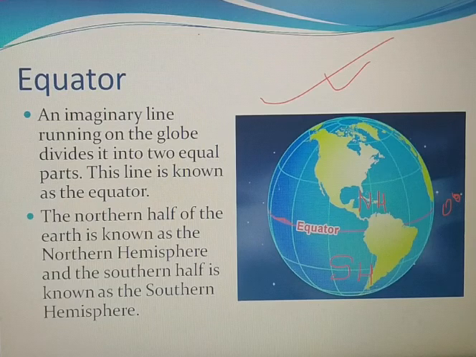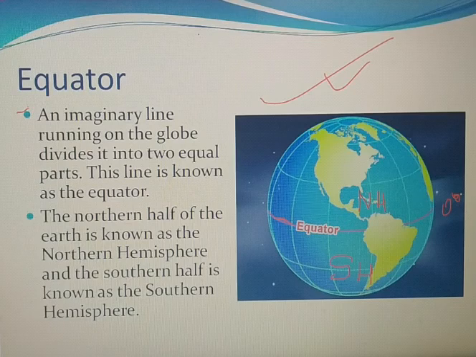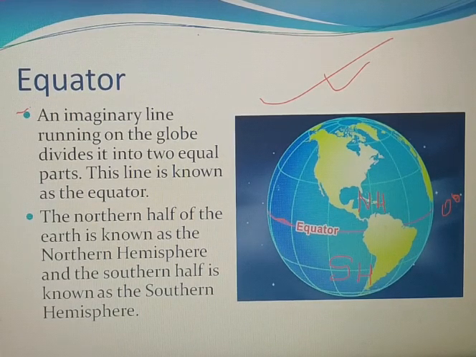So look at the points of this equator. First point, an imaginary line running on the globe divides it into two equal parts. This line is known as equator. So it is a definition of equator. It is an imaginary line, not an exact line you will find on the earth. It is an imaginary line that runs in the middle of the earth, and it divides the earth into two equal parts, that is a northern hemisphere and a southern hemisphere.